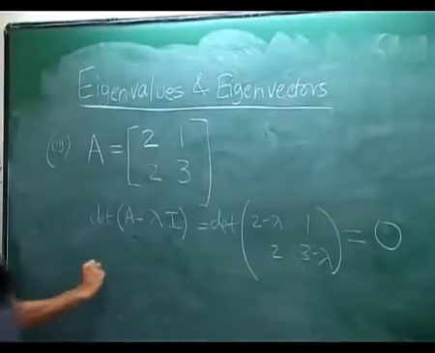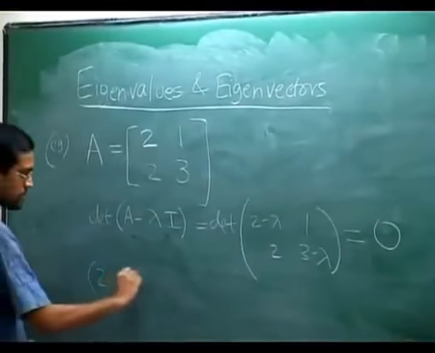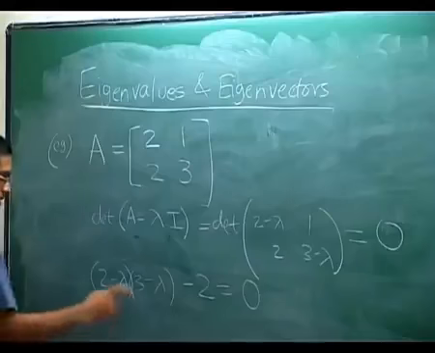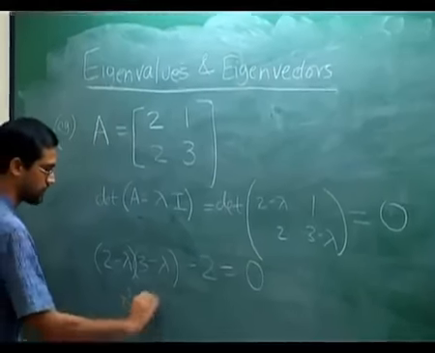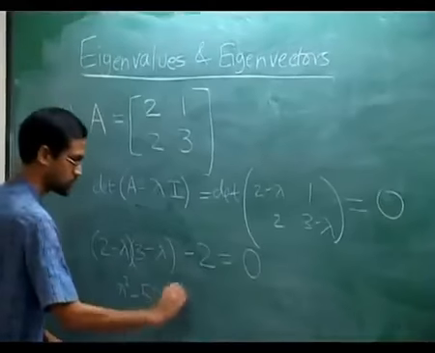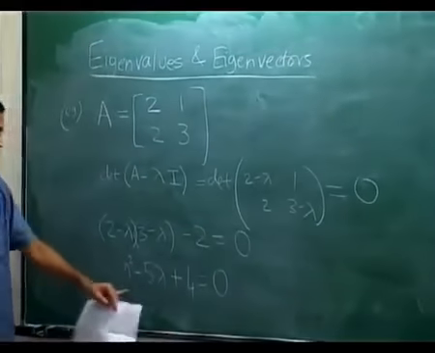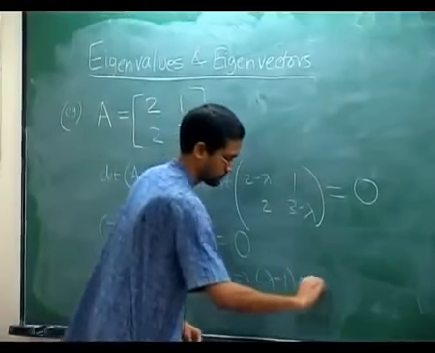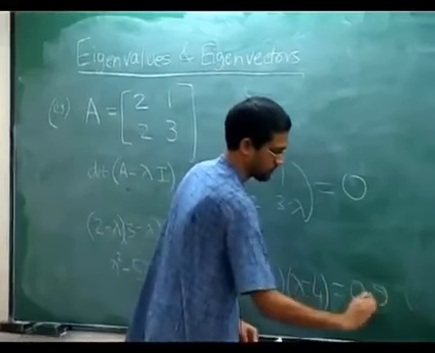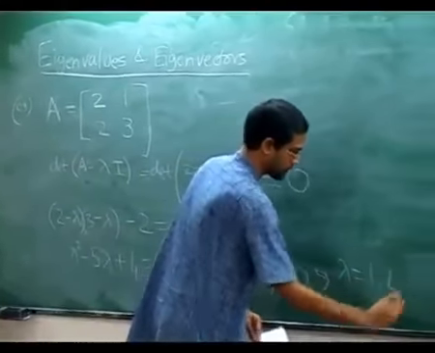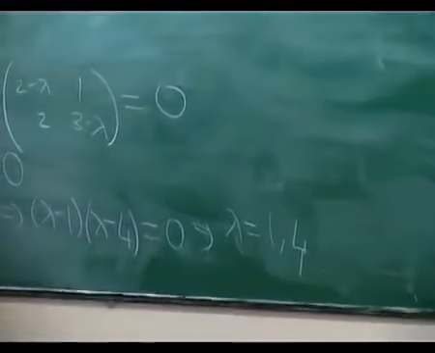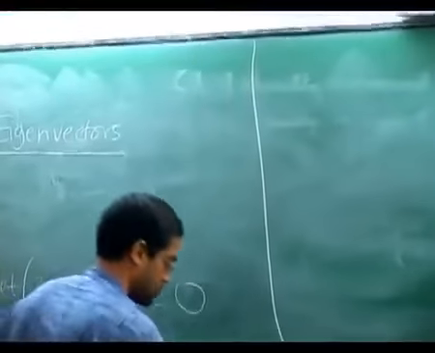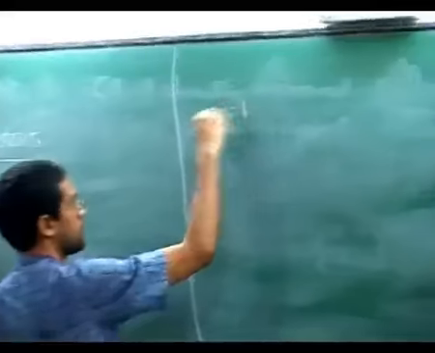Okay, so let's actually do the calculation. Determinant is 2 minus lambda, 3 minus lambda, minus 1 into 2. So that's lambda square minus 5 lambda plus 6 minus 2. So that's lambda minus 1 into lambda minus 4. So lambda is 1 or 4. So those are the two eigenvalues in this case. And we must then find the corresponding eigenvectors, right? So for example, if we take lambda equal to 1, what do we do?